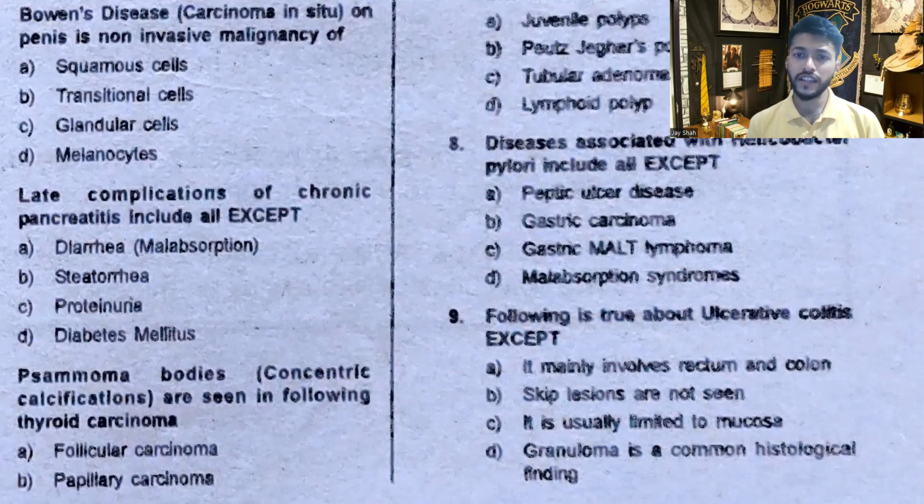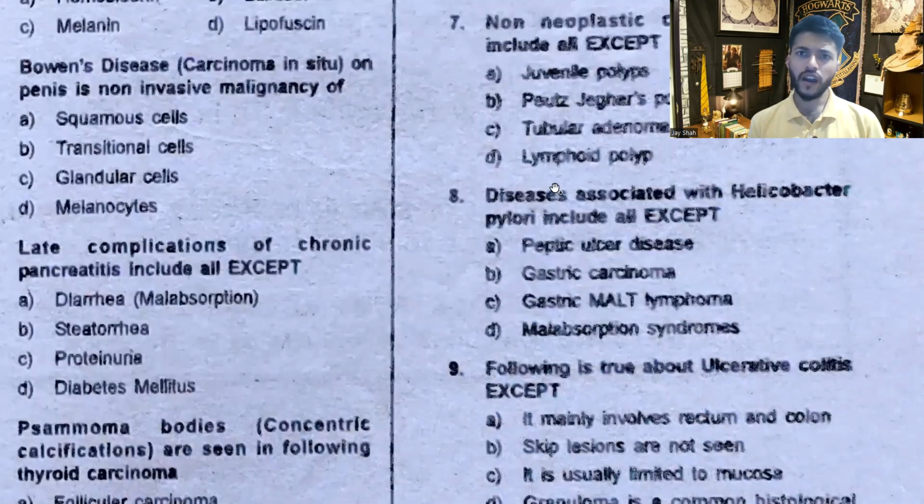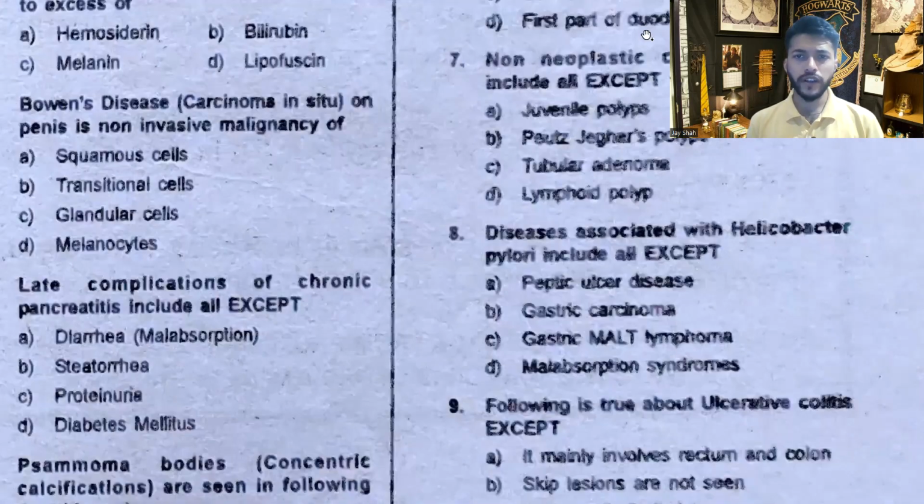Disease associated with H. pylori include all except peptic ulcer disease. Yes. Gastric carcinoma. Yes. Maltoma. Yes. Malabsorption syndrome. No, malabsorption is generally not caused because of H. pylori. Malabsorption is due to sprue, tropical sprue generally, or your protein losing enteropathies, Zollinger-Ellison syndrome, things like that, not due to H. pylori.